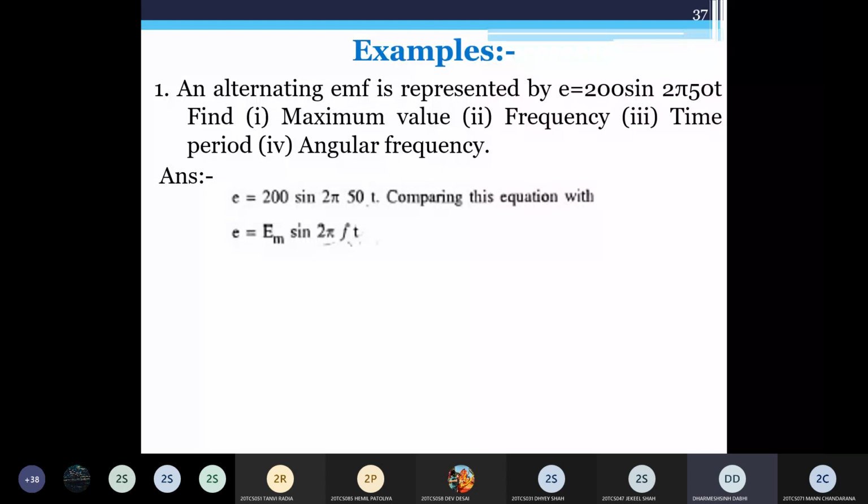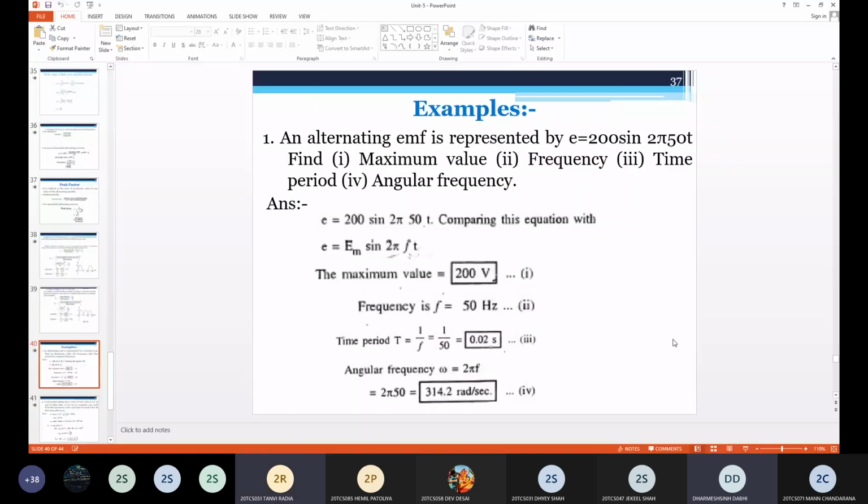Clear? So here I complete this chapter. If you have any doubt, you can ask me right now. Otherwise, I will start the next chapter, chapter number 6, AC series circuit. Is there any doubt to anyone in this chapter?